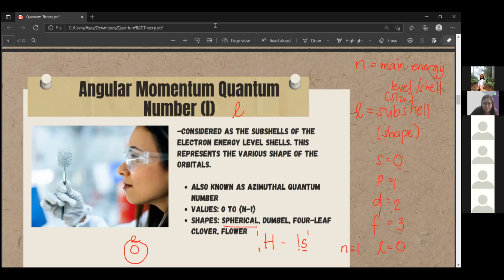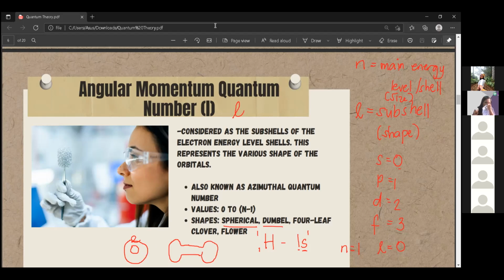So, D is dumbbell. Parang dumbbell. I believe you know what dumbbell is. So, like this one. Ayan. So, ang shape sa iyahang orbital kung ang iyahang last na electron configuration is a D.